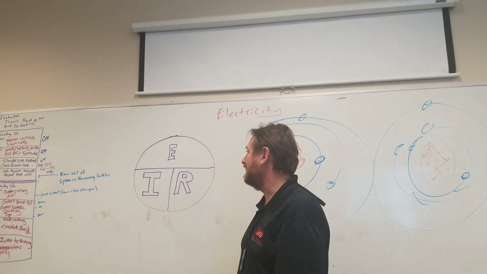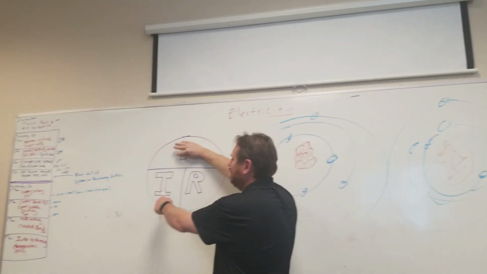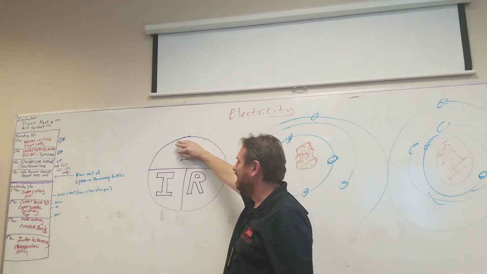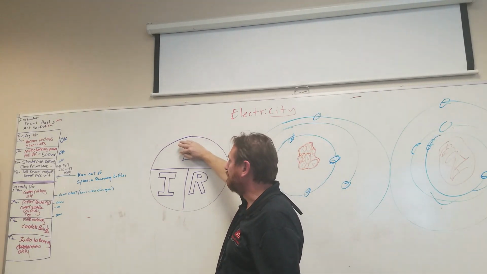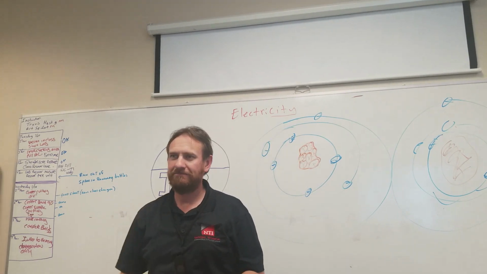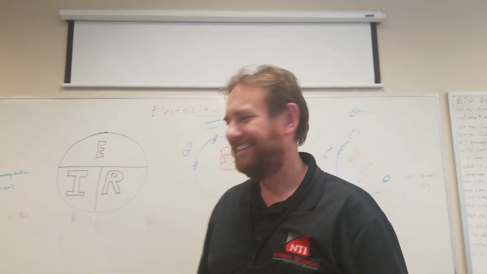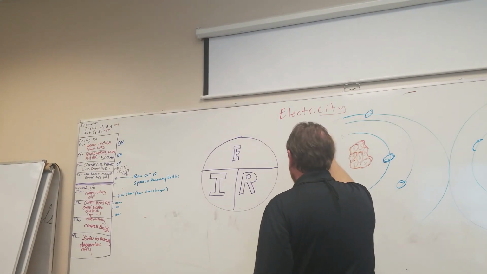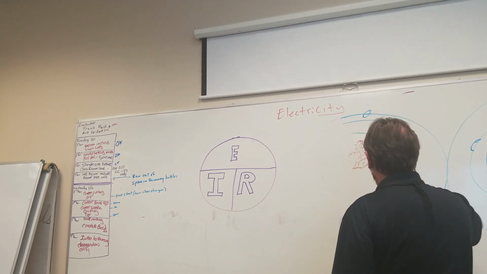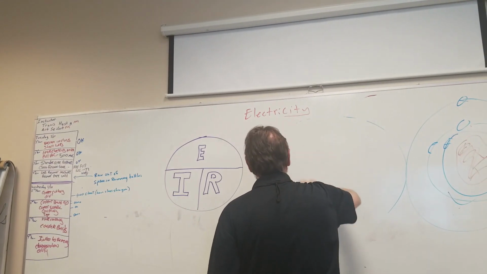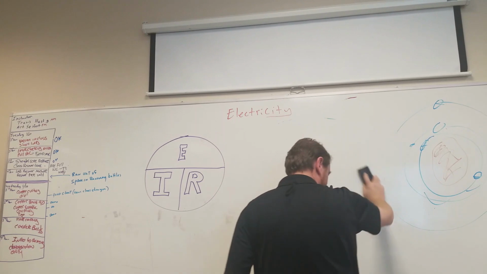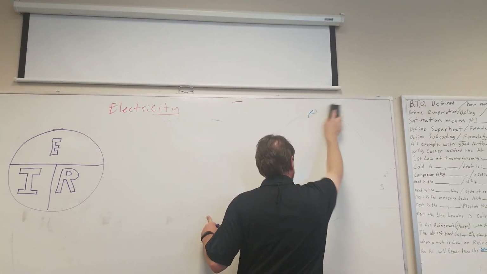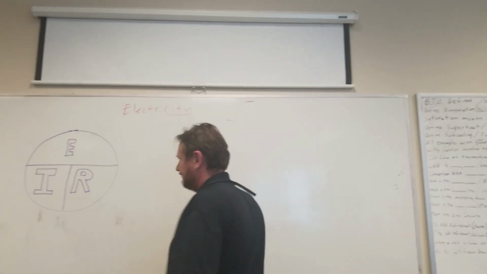But what if I wanted to know E? Let's cover E up. Anytime two letters are side by side, you know what that means in math? Multiplication. So if I take I times R, I will find E. Pretty neat, huh? I times R equals E, and E divided by I equals R, and E divided by R equals I. How cool is that? This is electricity in its simplest form. It's the equation that explains it.